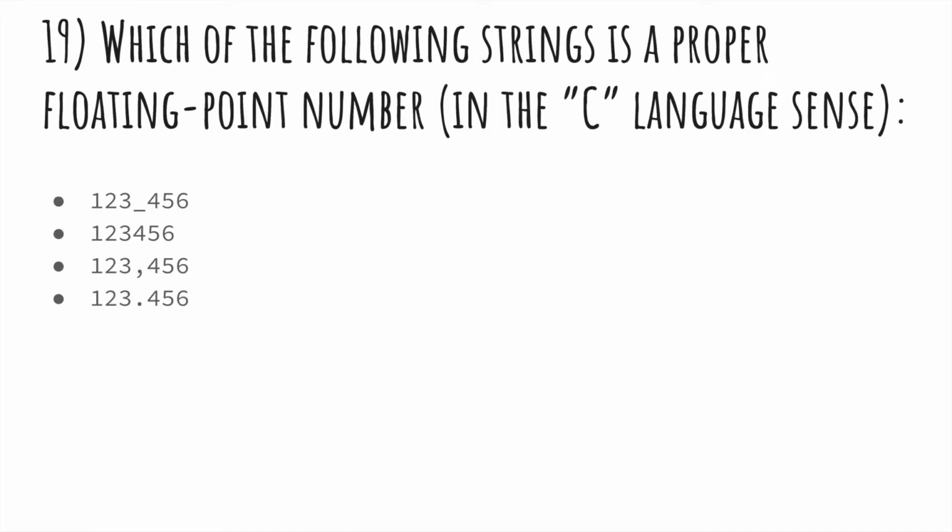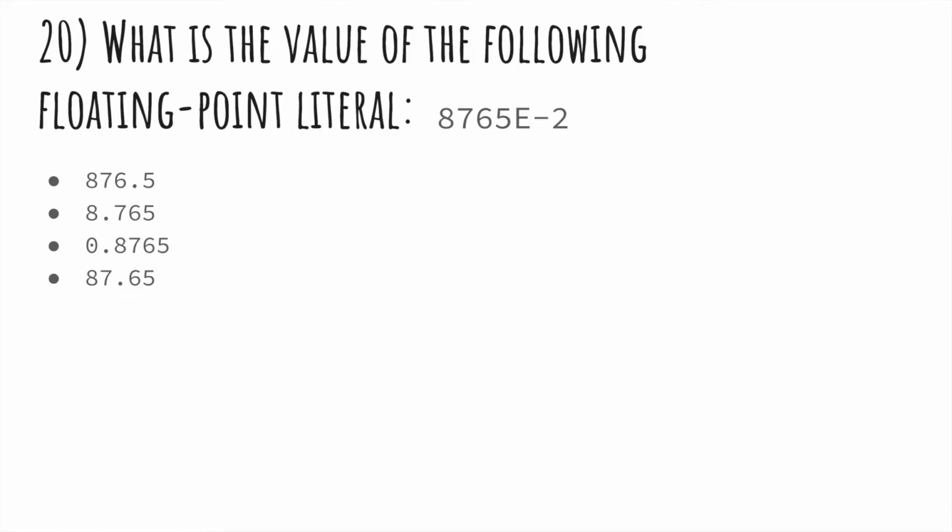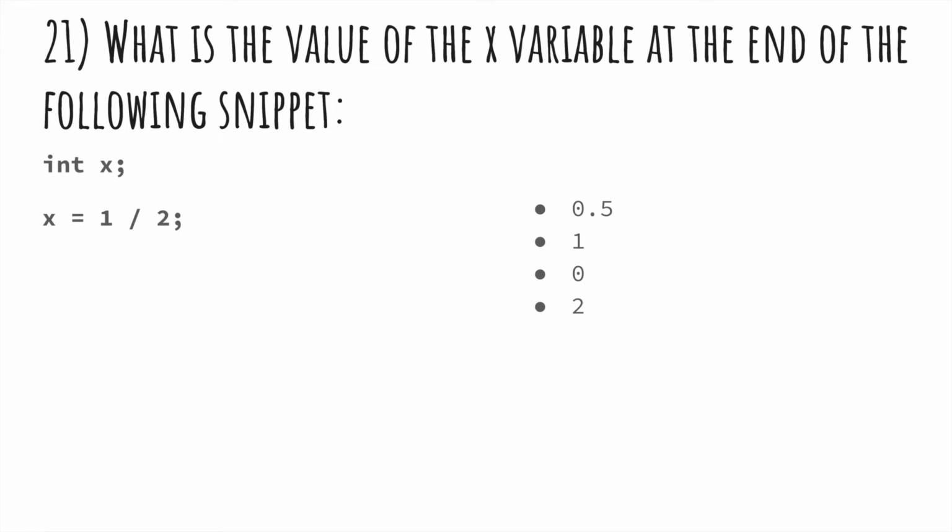Which is a floating point number? Well, a floating point number is a decimal number. So 123.456 is a decimal number. What's the floating point equivalent of 8765 e to the negative 2? Well, e to the negative 2 is times 10 to the negative 2, so move the decimal 2 places to the left, and you get 87.65.